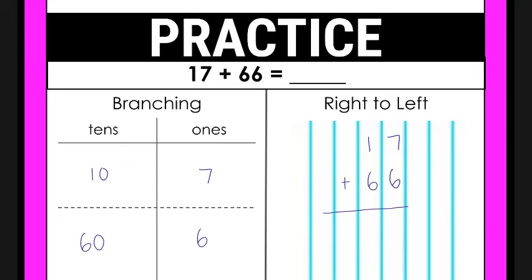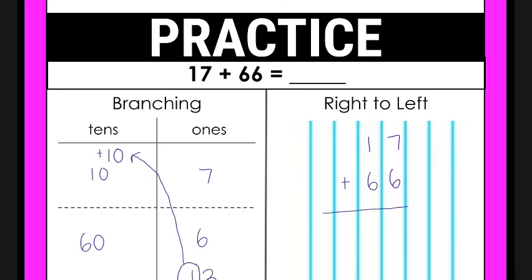All right, let's come back and, on branching, add our ones. I have 7 plus 6. What would 7 plus 6 be? 7 plus 6 equals 13. All right, so same way that we've been doing it, can I have 13 ones? I can't. So I'm going to circle my 10 and I'm going to bring it over to my tens. And I like to write my plus 10 so I don't forget to add that in while I'm regrouping.